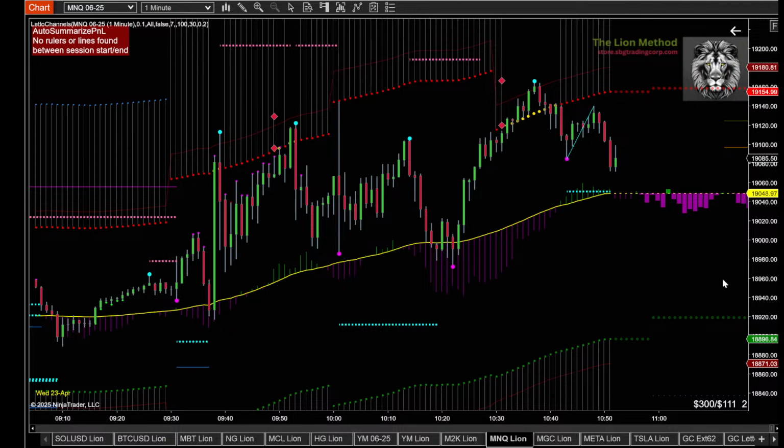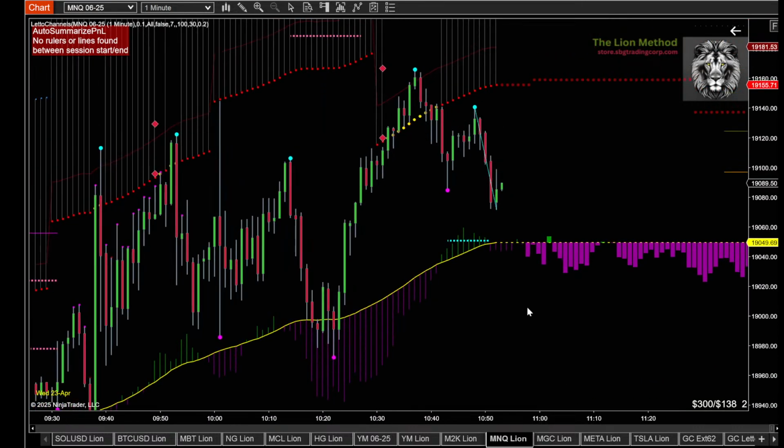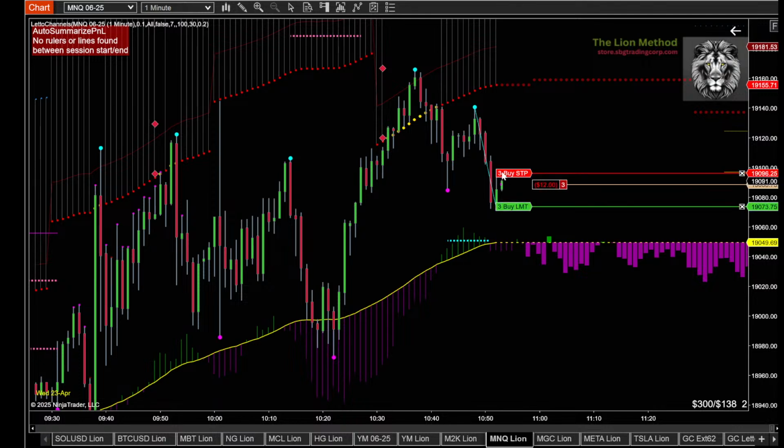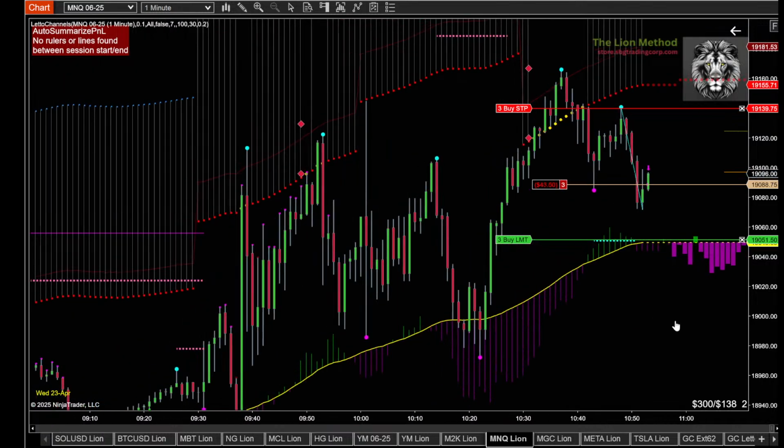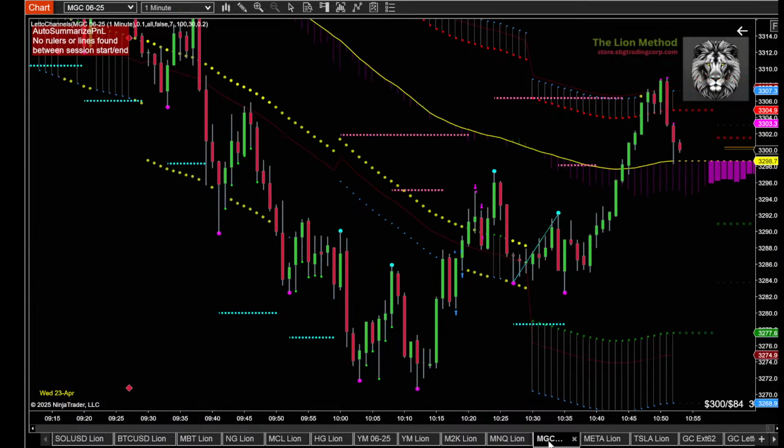All right, well, here's a valid short in the MNQ. I'm going to go ahead and go short here. All right, so I'm on board this micro Nasdaq short. Micro Nasdaq. Gold had a good move too.